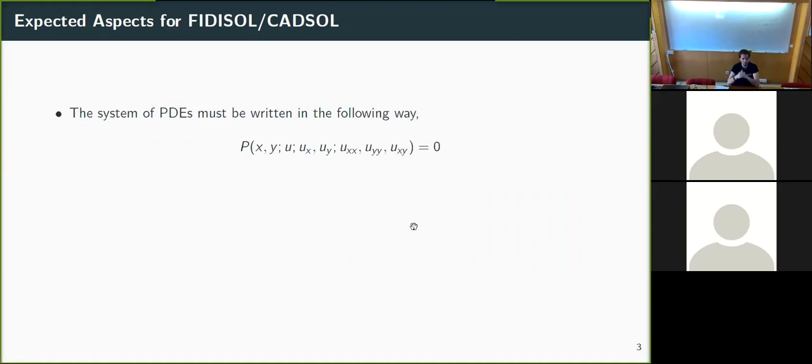Since it's a Newton-Raphson method, there are some aspects that are expected. The first one is that the system of PDEs must be written in this form, where all the equations in the system must be written basically with all the terms on the left side and equal to 0. So here, x and y are the coordinates, basically the independent variables. U is the set of functions that we want to compute, ux and uy are the first derivatives of those functions, and these 3 are the second derivatives.